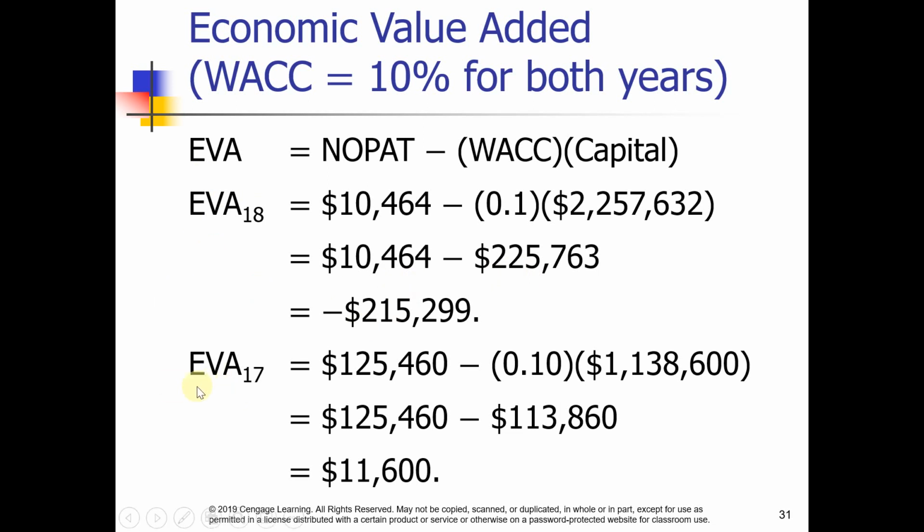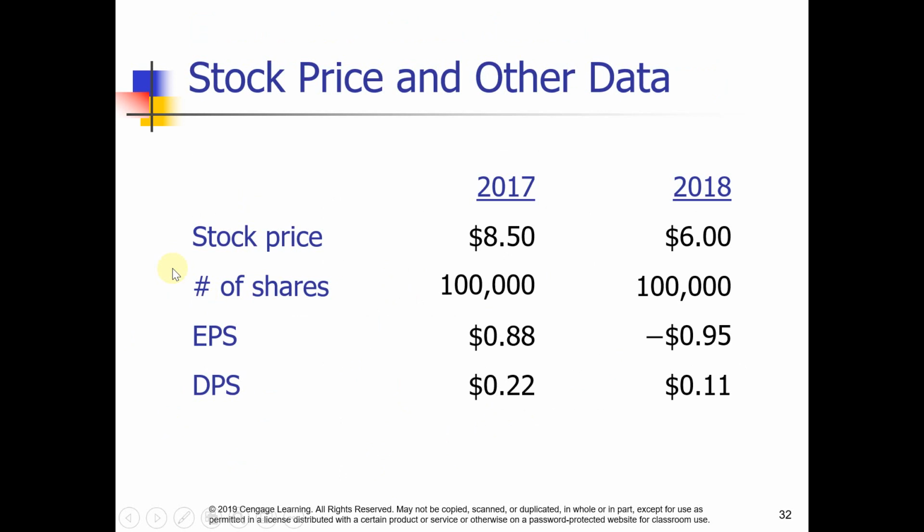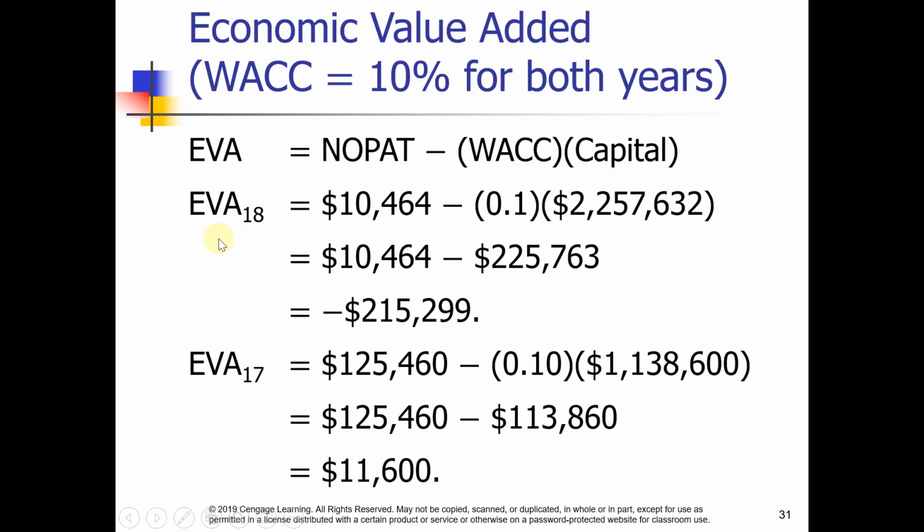Compared similarly, economic value added in 2017 was $11,600. So in 2017, this company made more than the investors' minimum required rate of return dollars. In 2018, it fell short massively. Okay, so this is economic value added.